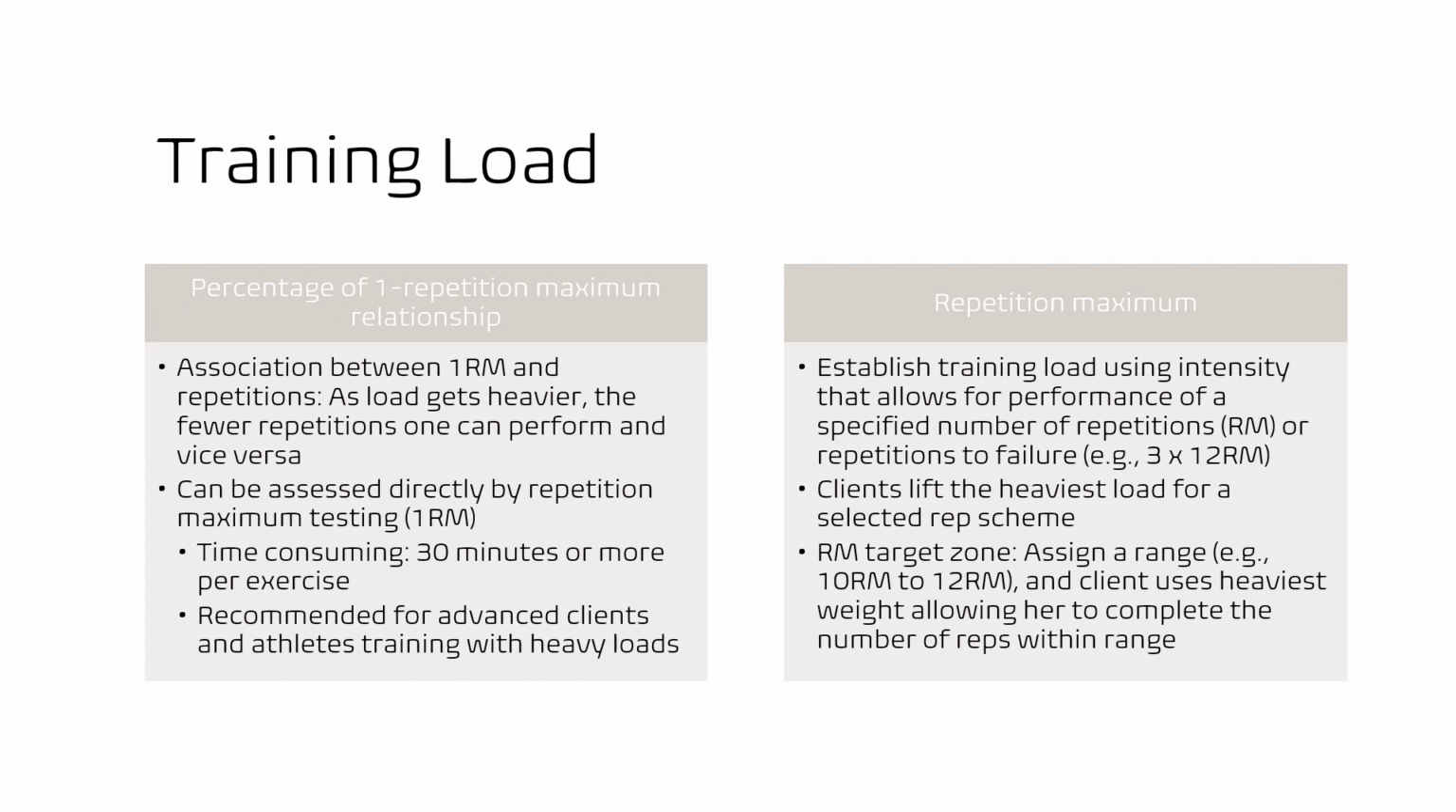Repetition maximum, or RM. If you don't know your 1RM or prefer not to test it, you can estimate your training loads based on your repetition maximum. For example, if you know your 10 RM, the maximum weight you can lift for 10 reps, you can use a percentage of that weight to determine your training load for a specific rep range. If your 10 RM for the squat is 80 kilograms, you might perform sets at 80% or 64 kilograms for 6 reps.